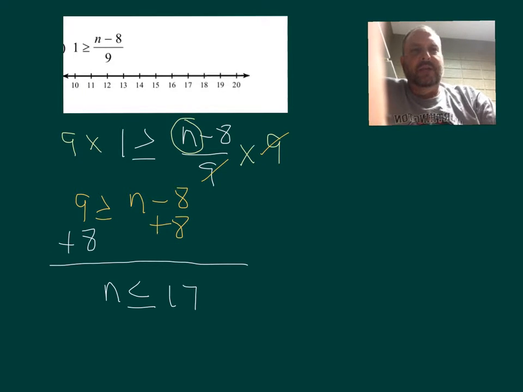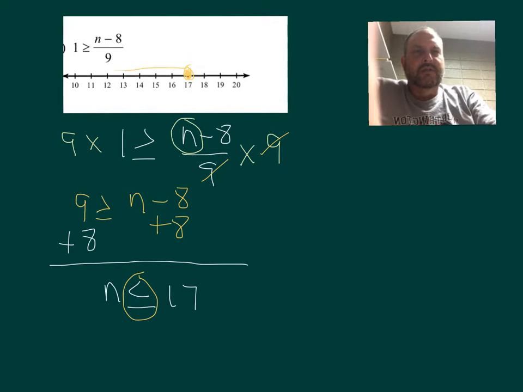Here's the final step in my solution of this inequality. I have to make a circle at 17 and fill it in because it is less than or equal to, and then I want all the numbers that are smaller than 17. So my arrow is going to go here to the left and include all these numbers.